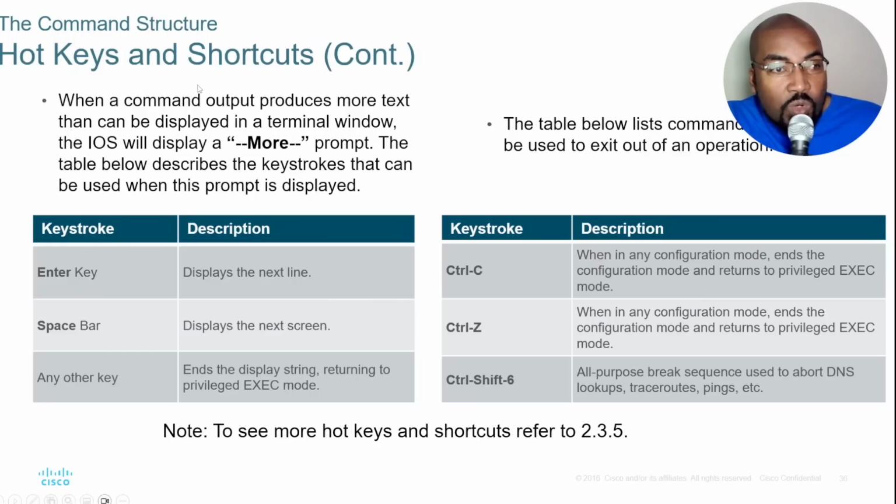Hotkeys and shortcuts continue. When a command output produces more text, you'll see the word more. And you'll see that once you are going through some of the Packet Tracer activities, especially when you run the show running config file, which I'll show you here in a minute. It'll spit out some information, then it'll say more. That means there's more information from the command that you gave it. And as you can see here, it's basically saying you hit enter, space bar goes to the next screen, and it just gives you more information, which is super cool.